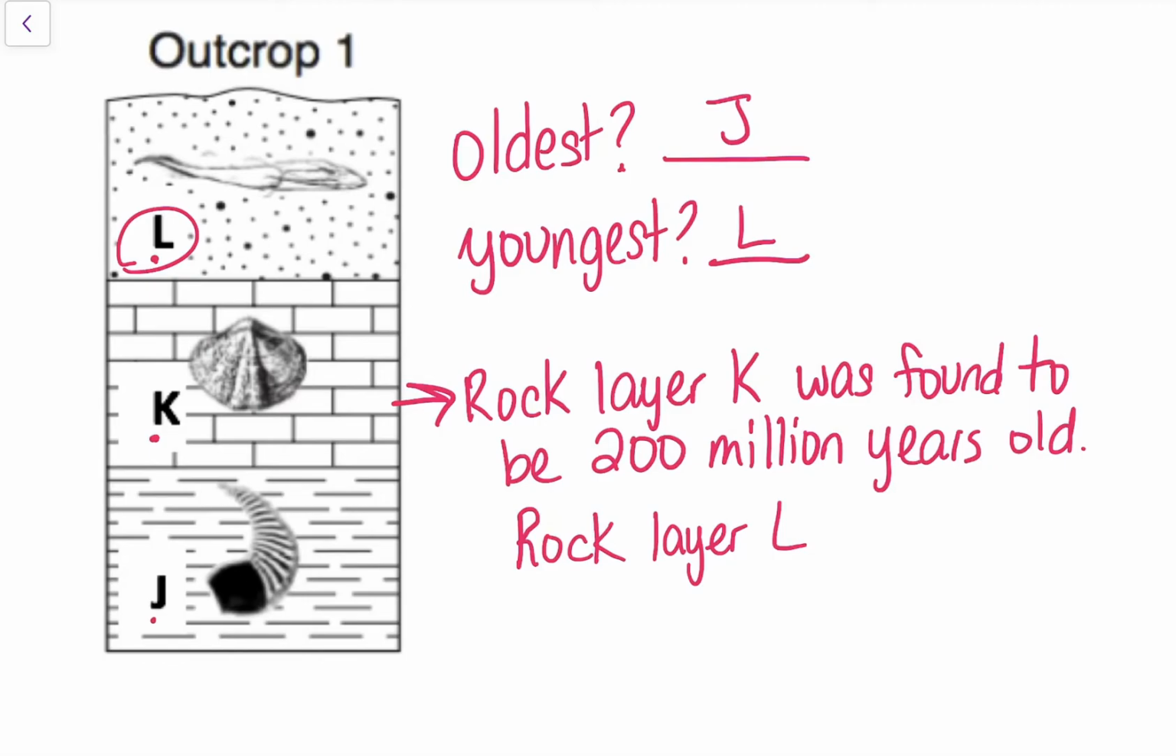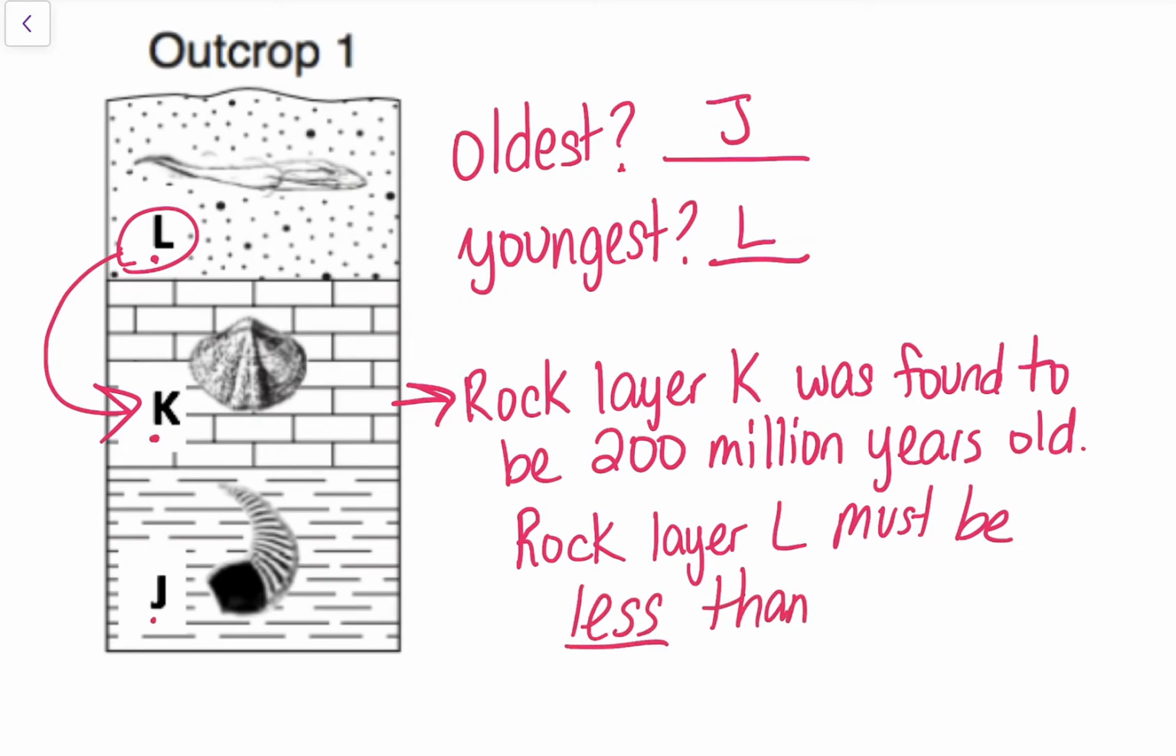Well, rock layer L would have to be less than 200 million years old because rock layer L is on top of rock layer K. So if it's on top, we know it must be younger. So rock layer L must be less than 200 million years old.